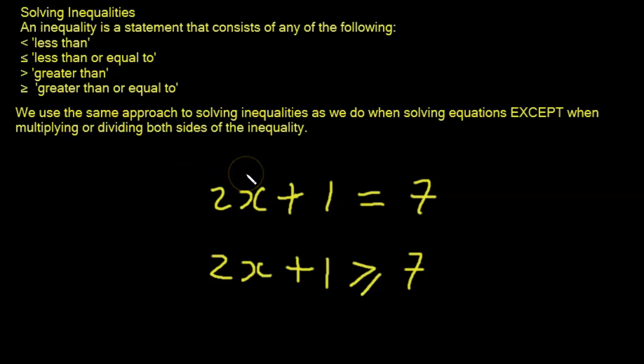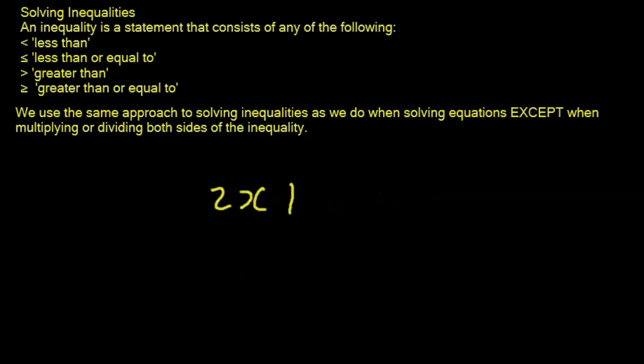Now, the approach to solving these types of problems is no different from solving equations, except, and notice I have "except" there in bold, just one major difference. And that's when we are multiplying or dividing both sides of the inequality by a negative number.